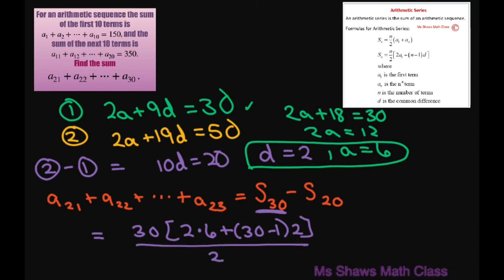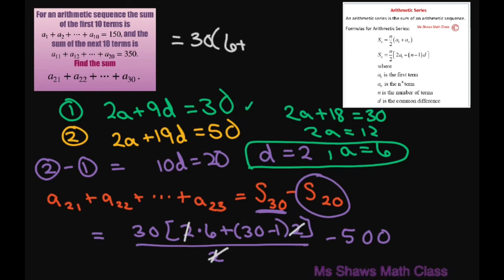Now, we also have to subtract the sum of the first 20 terms. Well, that is 150 plus 350, which is 500. So we're going to subtract the 500. All right. And then when you simplify all this, let's see what we're going to get. This is going to be, let's see, the 2's will go out here, and the 2's will go out here. So we're going to have this equals 30, then we'll have 6 plus 29 minus 500. And so your sum is going to be 550.